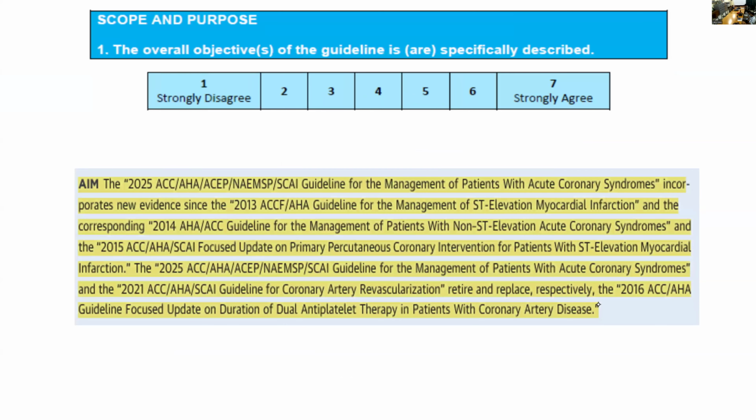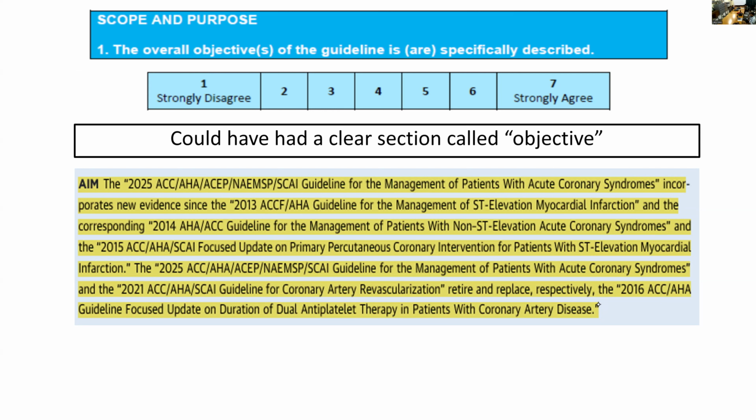So this is from the abstract. This is the snapshot from the paper itself. It says the aim is that the 2025 guideline for management of patients with ACS incorporates new evidence from what was there in 2013 and what was there in 2014. This is for the management of patients with ACS, and 2021, and retire and replace the previous ones. The guidelines focused on updated duration of DAPT with coronary artery disease.